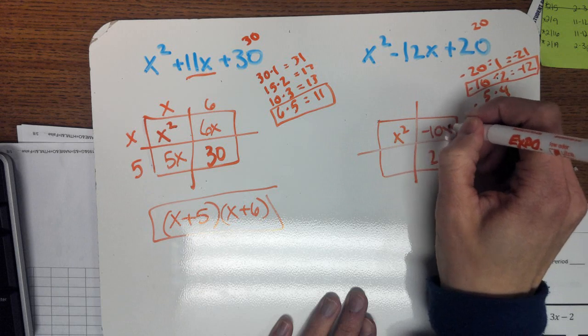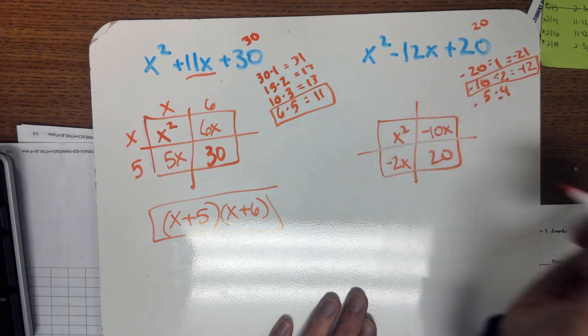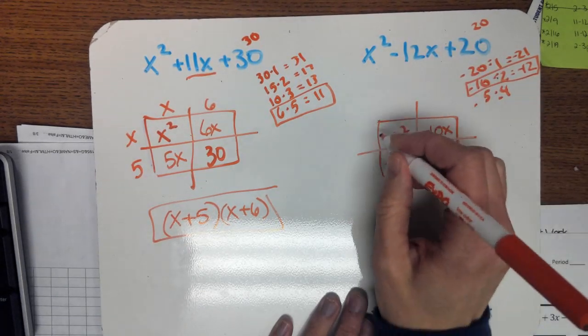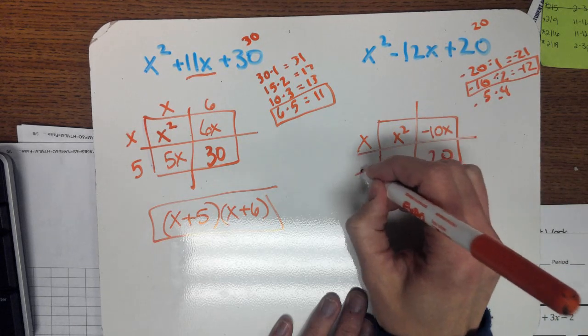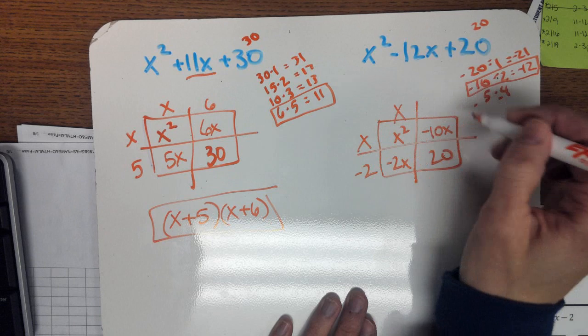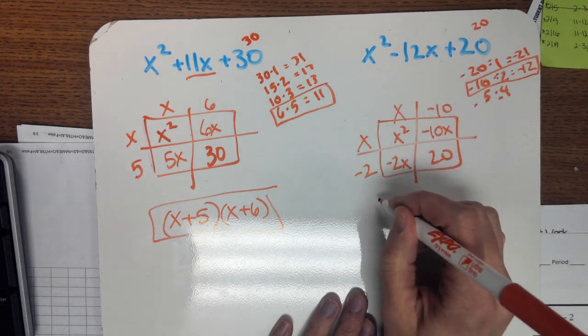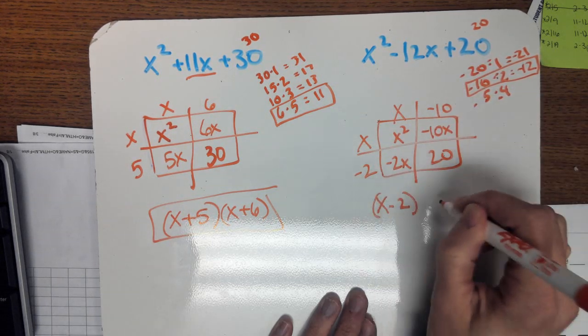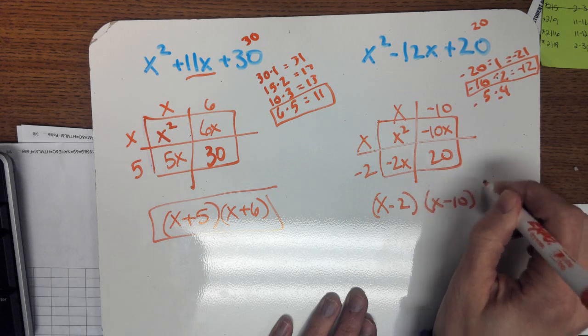So negative 10x, negative 2x, and then find the GCF. So we've got x, negative 2. If we're going down this column, we have x, negative 10. So our final factorization would be x minus 2 and x minus 10.